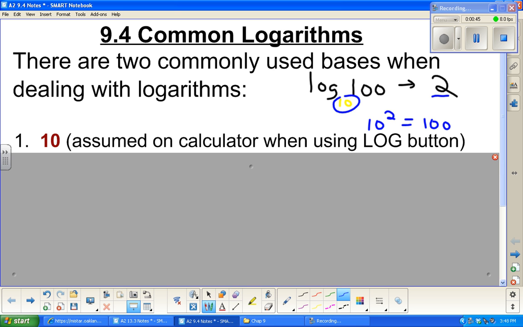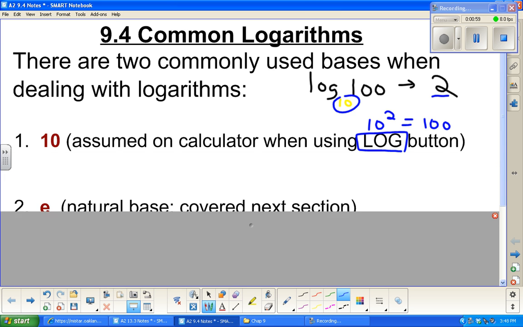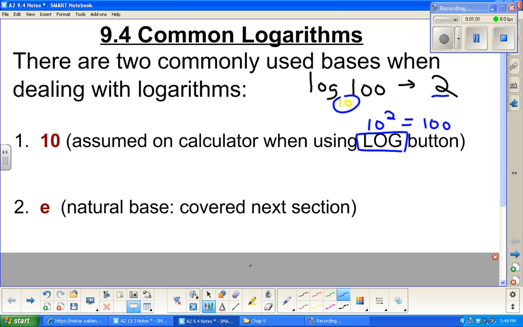Okay, so there's two commonly used bases when you're using your calculator. 10 is what your calculator assumes if you press the actual log button, and we use that one quite a bit. The other one we're going to use in the next section. As you go on in math, maybe into pre-calc and calc, you might use this e as a base, which we'll talk about in more detail in the next section. For now, e is an irrational number. It's about 2.71, and it goes on forever, like pi is irrational.